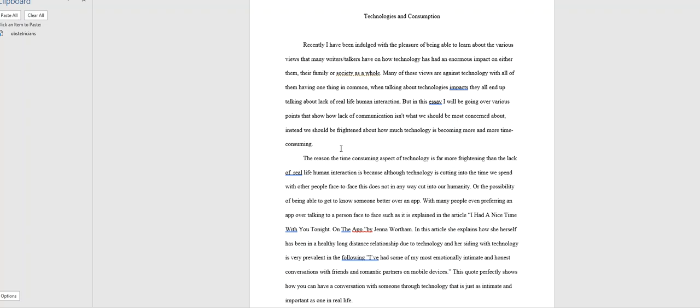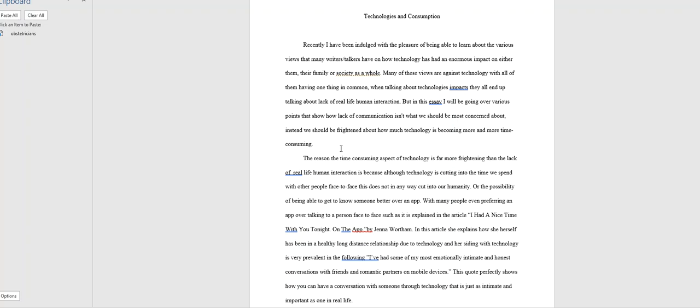So if I'm conducting a peer review on this essay, and I answer the question, how does the essay make an argument to answer the question? I would say the essay opens up by talking about technology in general, but in the last sentence, I see that the writer is saying that they're going to make the argument that technology is becoming more and more time-consuming. So I can tell that that is the focus of that essay.